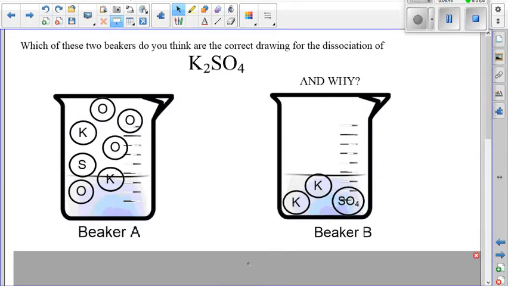Which one of these beakers represents what that would look like? The one where you have the K's broken apart, the S and the O's broken apart, or the one where you have the K's broken apart from the SO4, but the S and O's are kind of stuck together? Which one of you guys?